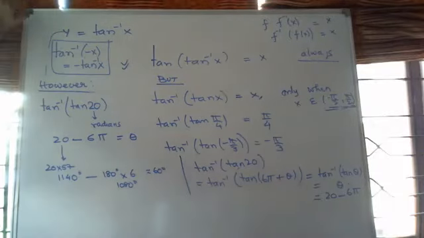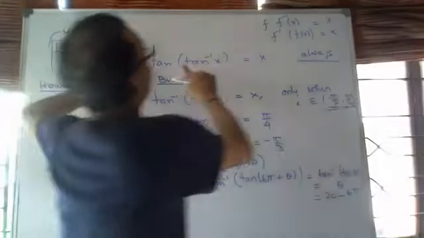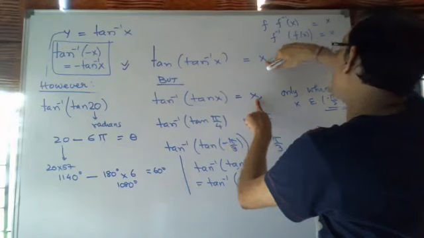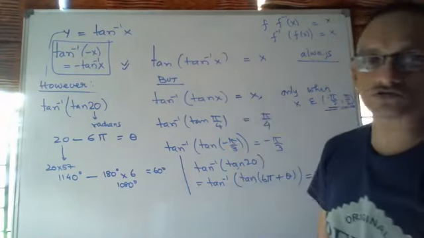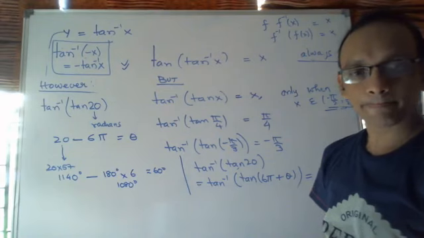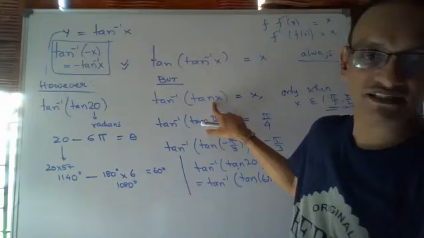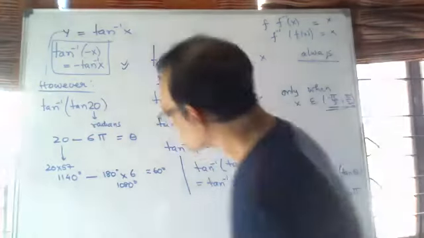That is tan of tan inverse x. So tan of tan inverse x will always be x, but tan inverse tan x will be x only when x belongs to the interval minus pi by 2 to plus pi by 2. Otherwise, you have to manipulate this.